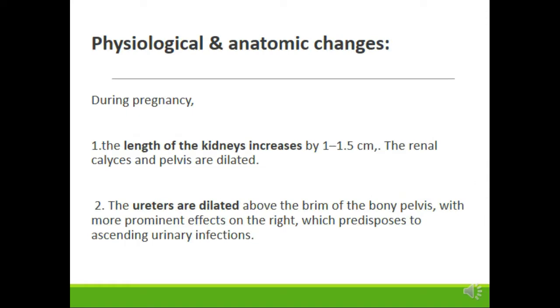Physiological and anatomical changes during pregnancy. Number 1: The length of the kidney increased by about 1 to 1.5 cm, and the renal calyces and the pelvis are dilated. Number 2: The ureters are dilated above the brim of the bony pelvis, with the more prominent effect on the right, which predisposes to ascending urinary infection.